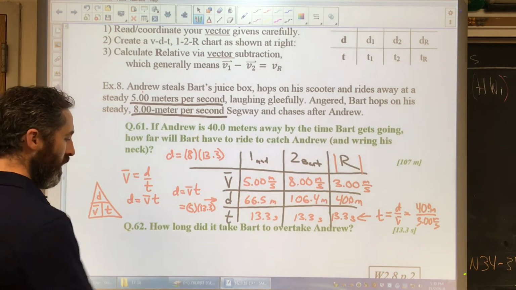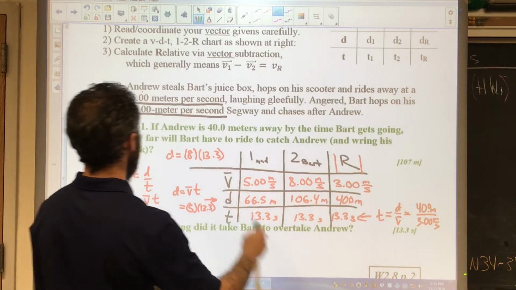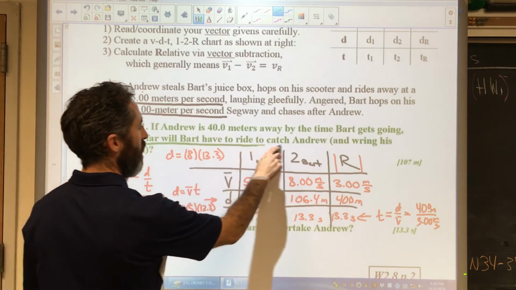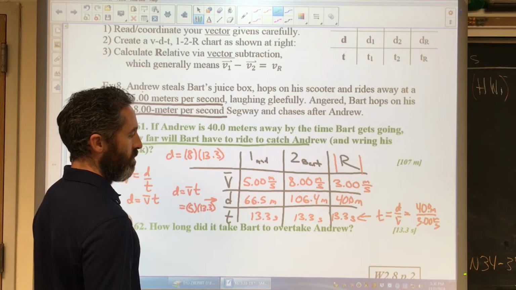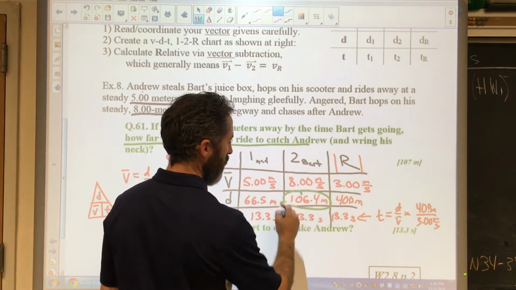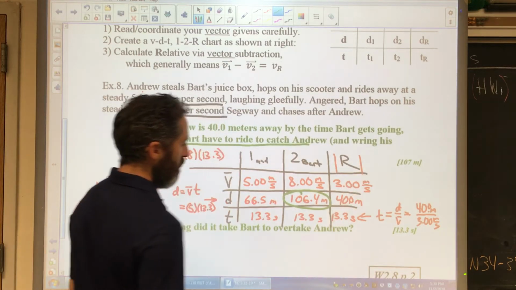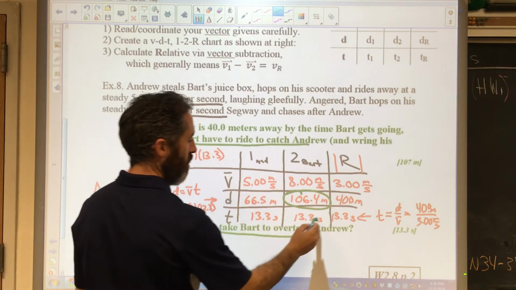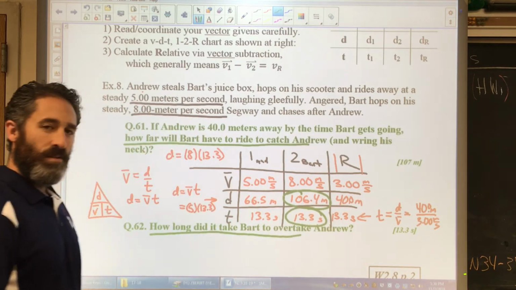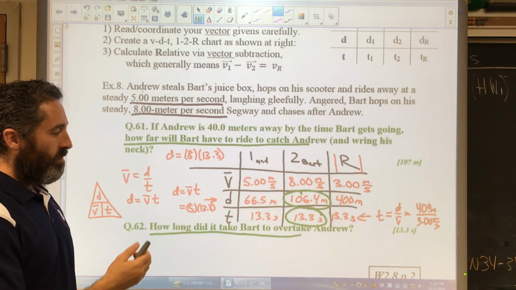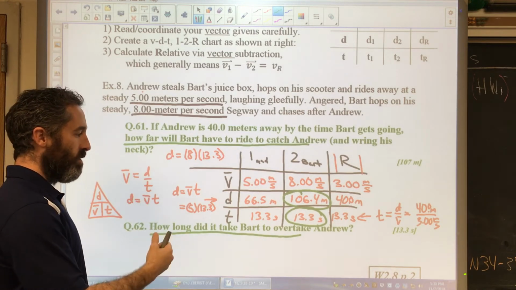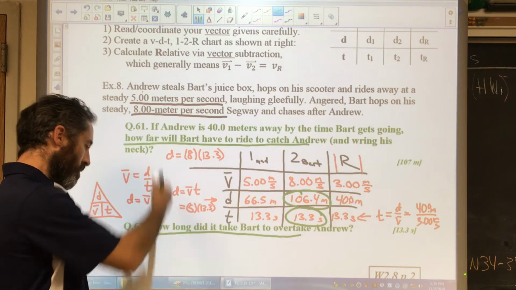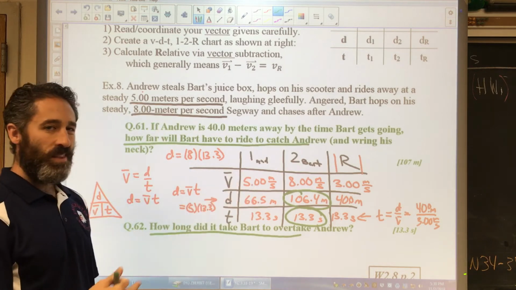So the questions here, actually, they're all answered. We're done. How far will Bart have to ride to catch Andrew? Well, here it is. Again, we have some rounding issue. And how long did it take Bart to overtake Andrew? Oh, here that is too. Isn't that nice? So this is not so simple as just, there's the answer, write your formula, boom, done. You got to think a little bit.